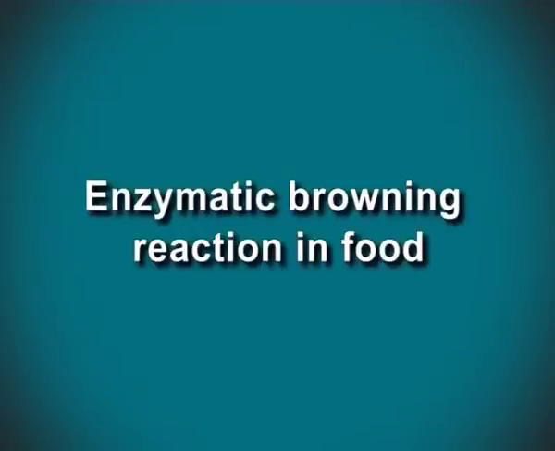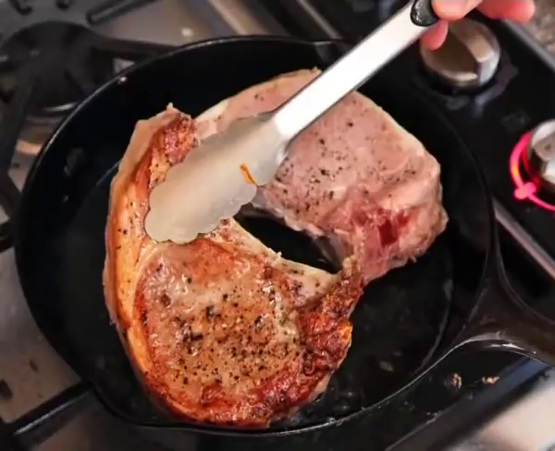Hello viewers, in today's session under Food Technology, we will be learning about enzymatic browning reactions. Browning of foods is defined as the process in which there is a change in the color of the food due to a chemical process.